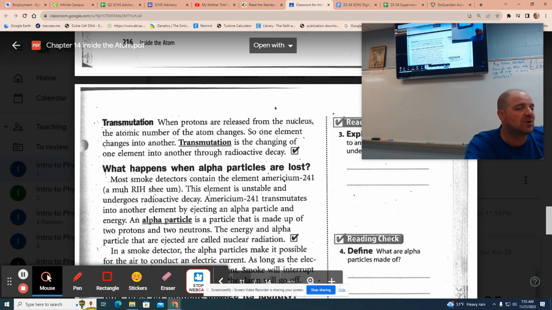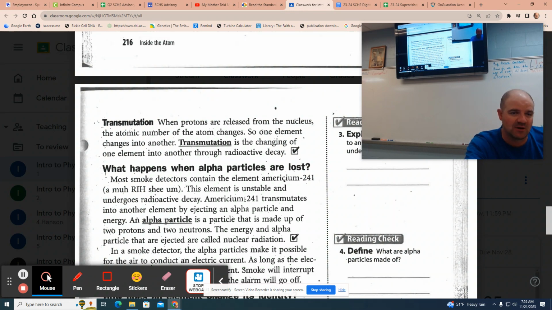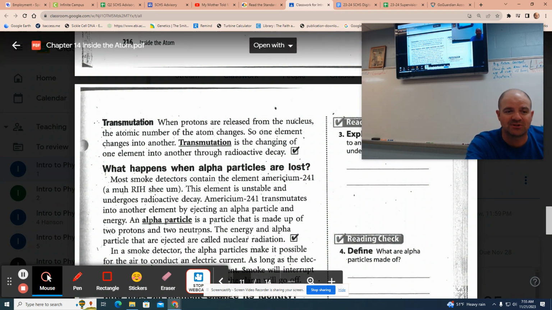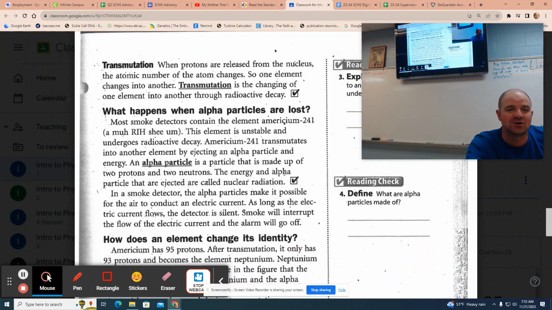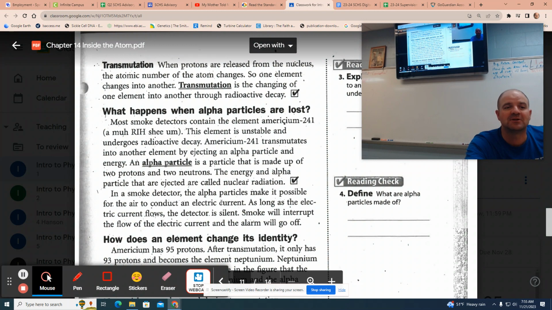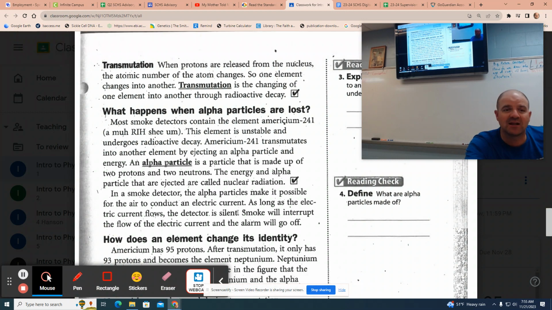This element is unstable and undergoes radioactive decay. Americium-241 transmutates into another element by ejecting an alpha particle and energy. An alpha particle is a particle that's made up of 2 protons and 2 neutrons. The energy and alpha particle that are ejected are called nuclear radiation. In a smoke detector, the alpha particles make it possible for the air to conduct an electric current. As long as the electric current flows, the detector is silent. Smoke will interrupt the flow of the electric current and the alarm will go off.